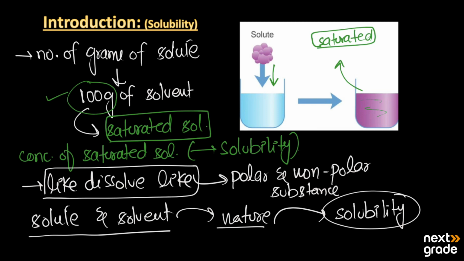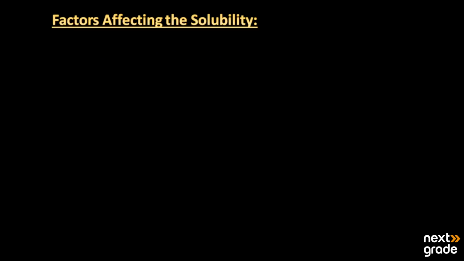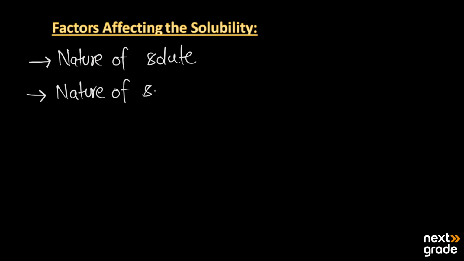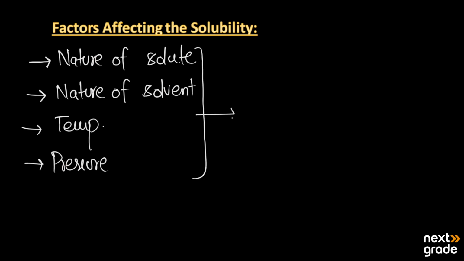Let's look at the main factors on which solubility depends, or which factors can affect the solubility of substances. We have a lot of factors. Number one is the nature of the solute, then the nature of the solvent, whether it gets dissolved in the solution or not. Then we have temperature, and the fourth factor is pressure. All these four factors affect the solubility of different substances.